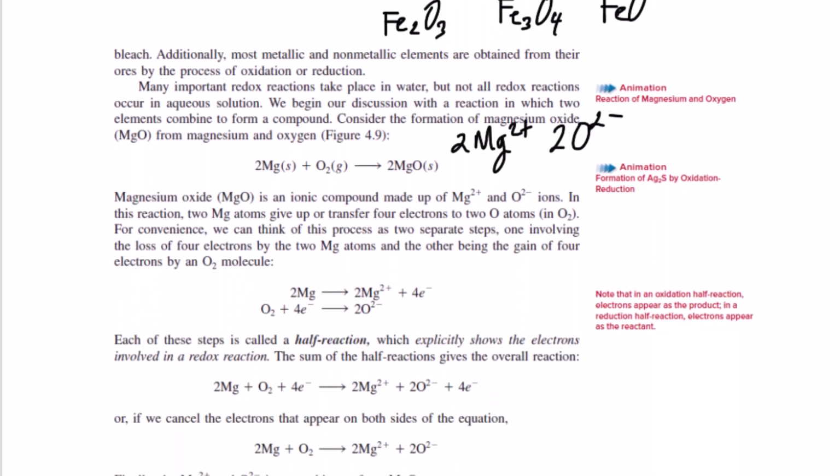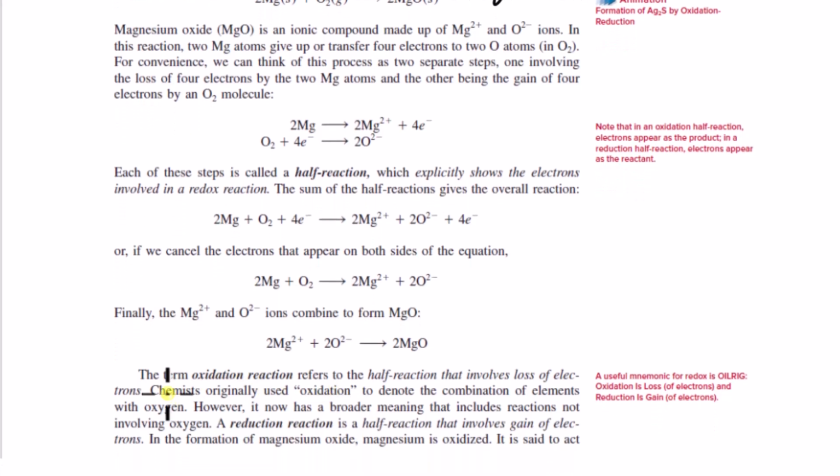Okay. So now, the term oxidation reaction refers to the half reaction that involves loss of electrons, and the term reduction reaction is a half reaction that involves the gain of electrons. So this first reaction you call the oxidation reaction, and this second reaction you call the reduction half reaction. Another way you can use these terms is to say that in this chemical reaction, the magnesium was oxidized and the oxygen was reduced.